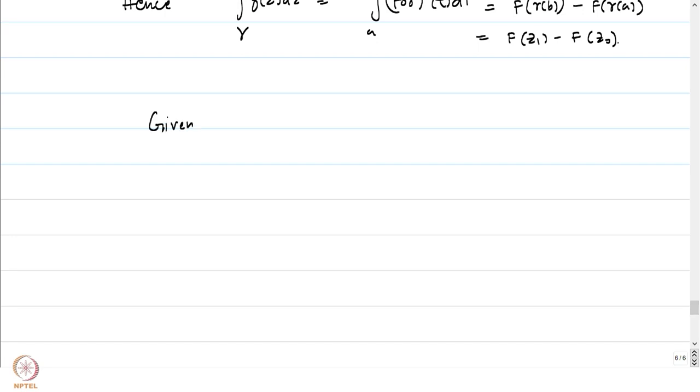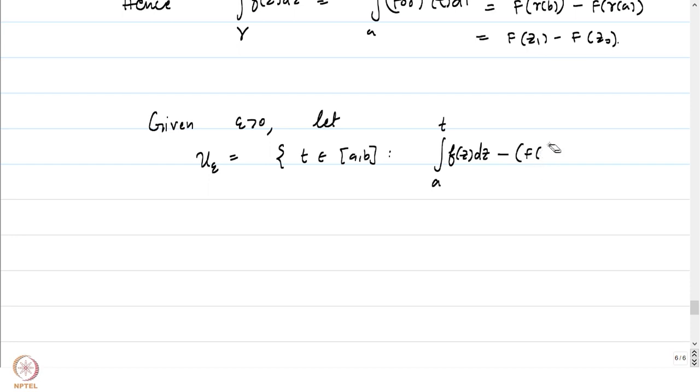So, given epsilon positive, let U epsilon be the collection of all those t in [a, b] such that when you restrict the curve gamma from a to t, then the fundamental theorem of calculus is satisfied up to an error term given by epsilon. So, let me just write down what that means. Let U epsilon be the set of all t such that the integral from a to t of f of z dz minus f of gamma of t minus f of gamma of a, this absolute value is less than epsilon times the arc length of gamma restricted to a, t.